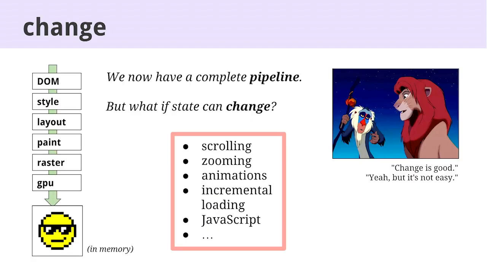Okay, let's review. We've now gone all the way from content through DOM, style, layout, paint, raster, and GPU to pixels in memory. But it's about to get more complicated. To motivate this, first remember that the rendering is not static. There are all kinds of things happening during the browsing session that can change the rendering dynamically. And running the full pipeline is expensive. So we want to avoid unnecessary work as much as possible.